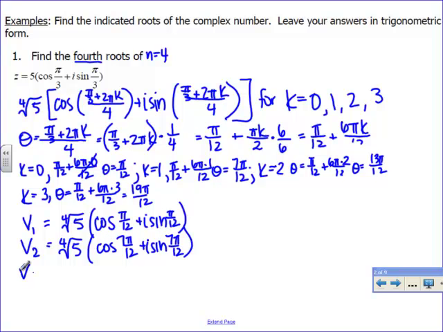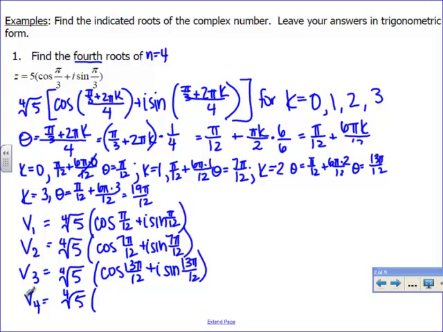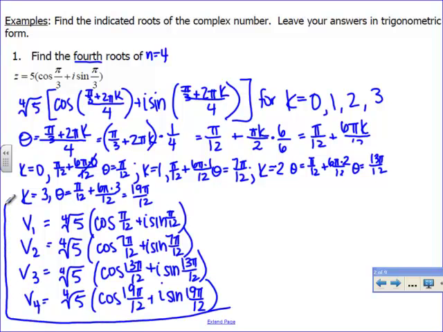And we repeat this with the other angles until we've listed out, if we've got the 4th roots, we need 4 answers total. Fourth and final root, cosine of 19 pi over 12 plus I sine of 19 pi over 12. And all 4 of these are your answers. So the 4th roots should have 4 answers, each with your rooted r and then the various angles you solved for when you plugged in k.